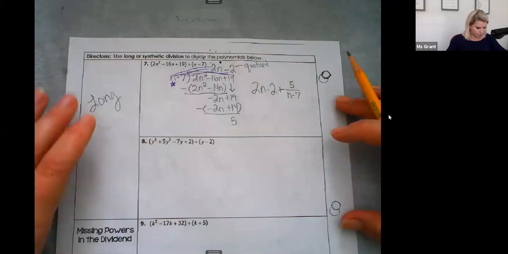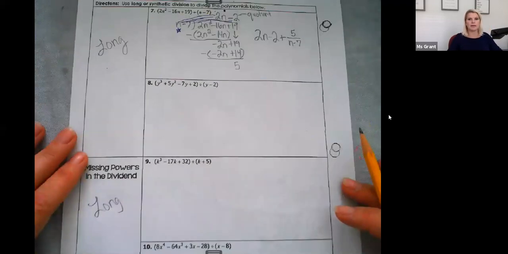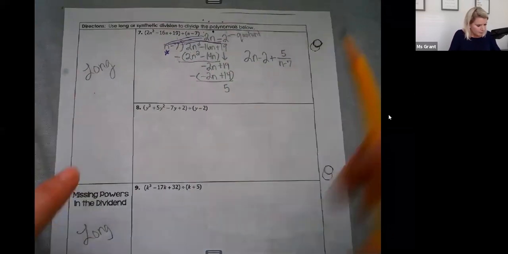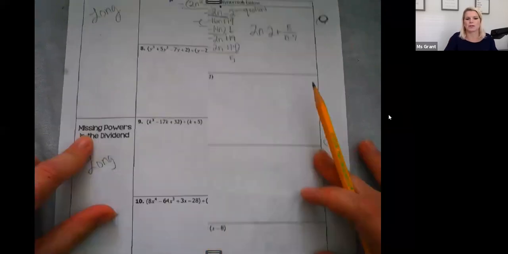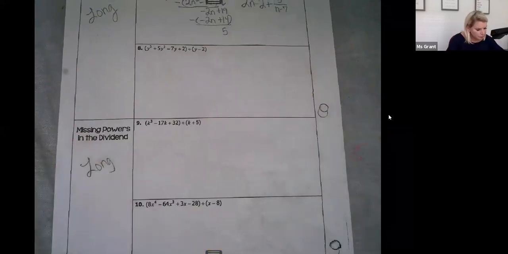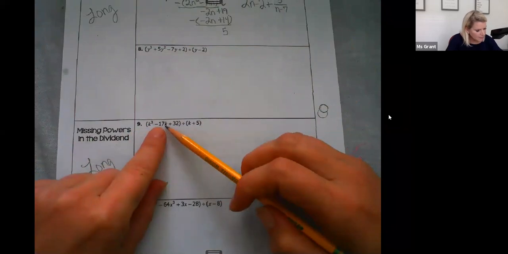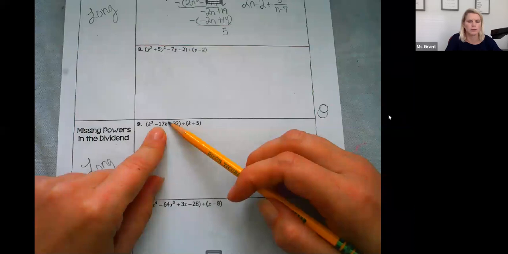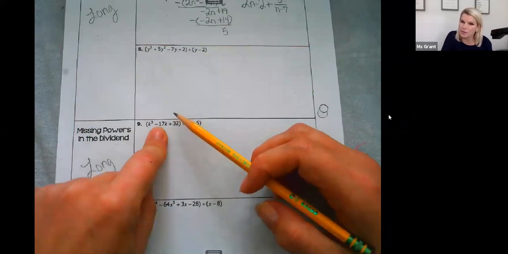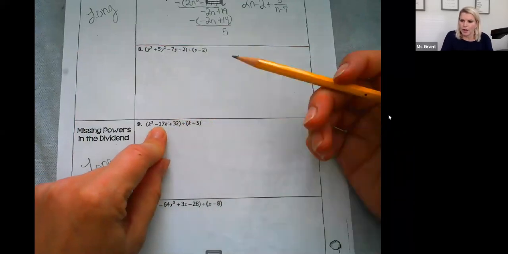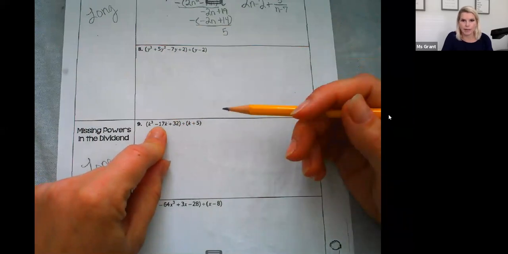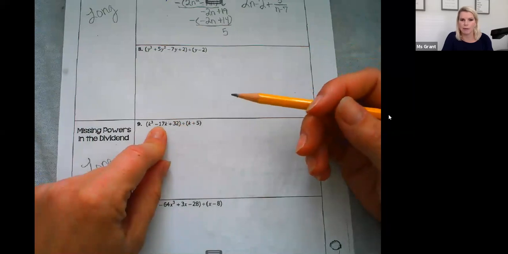All right. I'm jumping down to number 9. Do another one. Okay, the title over here says missing powers. Well, let's look. K to the third minus 17k to the first. Where's k squared? There's no k squared. That's a problem. K squared is missing, but I can't skip exponents. I cannot skip a power.